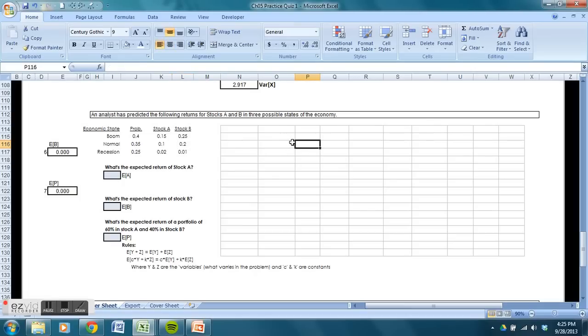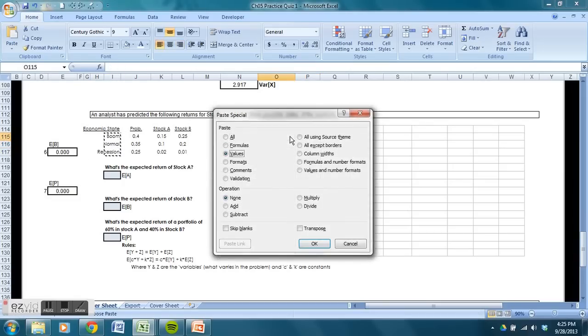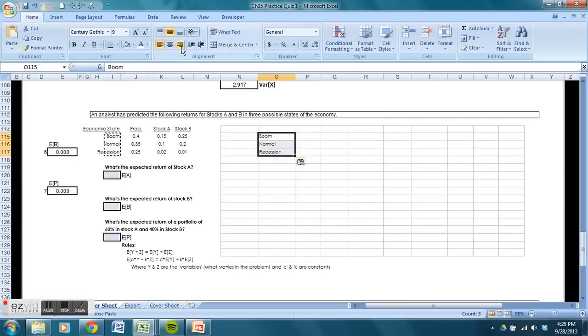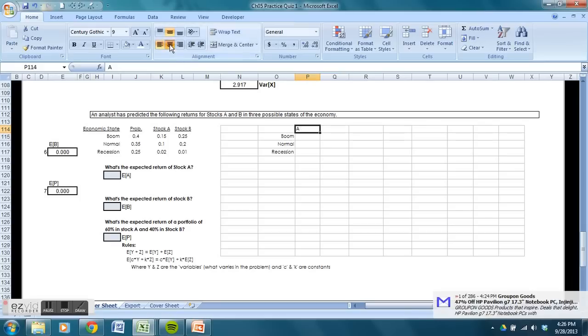Expected return is going to equal the sum of the value associated with each case multiplied by the probability of that case happening. In this case, there are 3 different cases, 3 different economic states that can happen. Let's put these like this. And for A, there are 3 different values of returns that we can have. That's these right here.